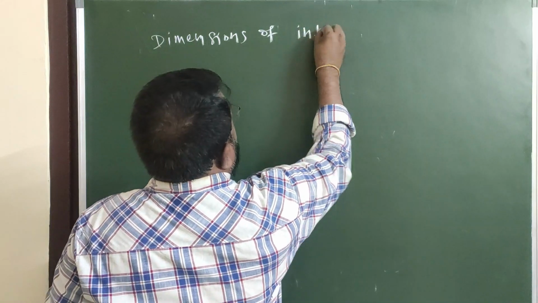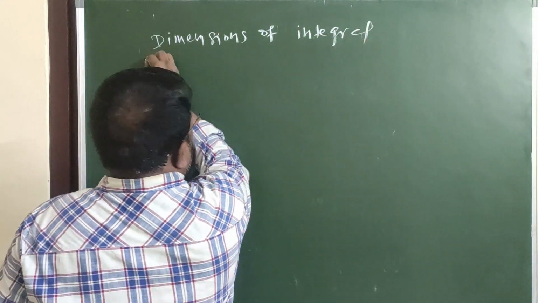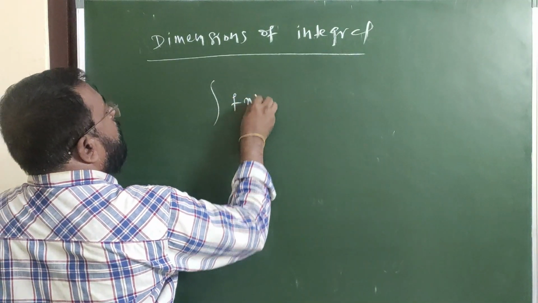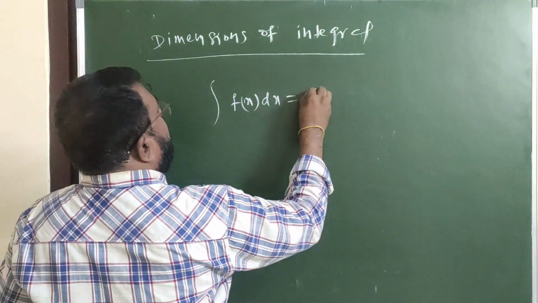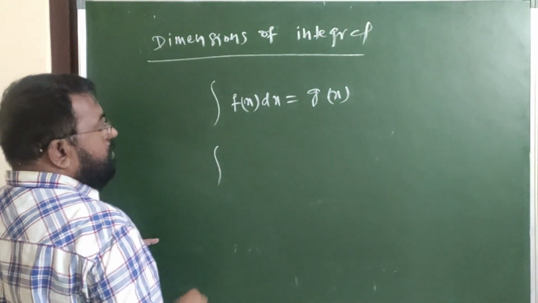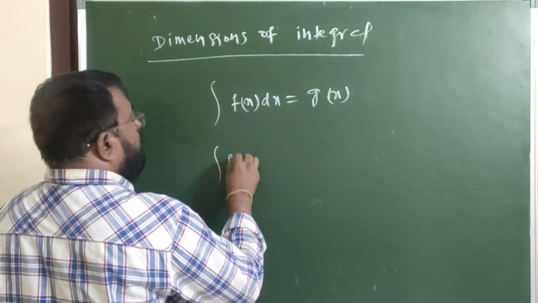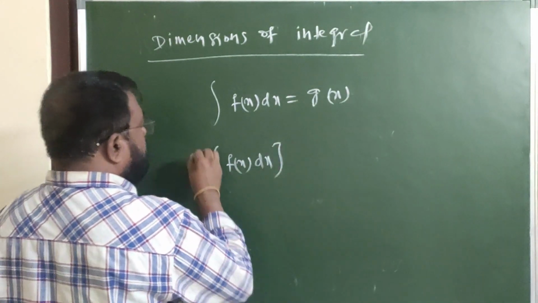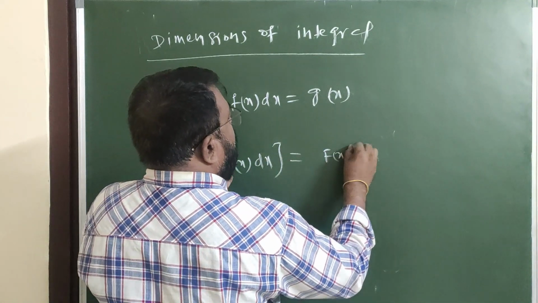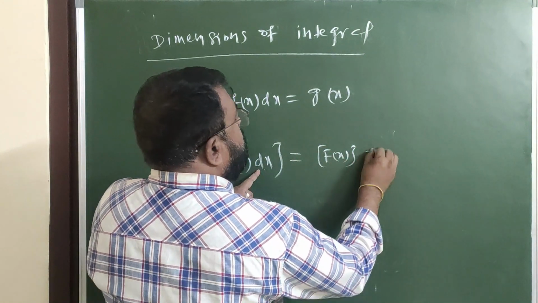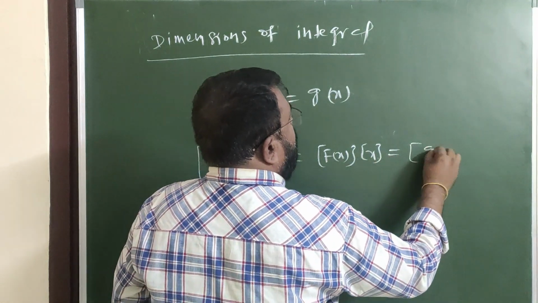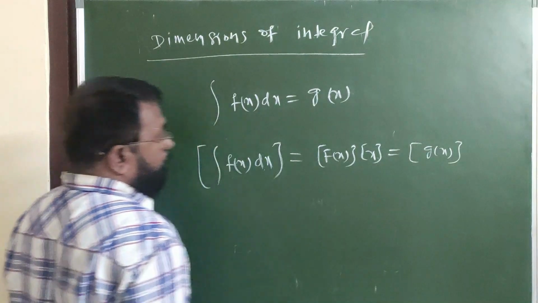Dimensions of integral. For example, integral f(x) dx is given as g(x). Therefore, its dimensional formula: f(x) dx is equal to the dimensional formula of f(x) times the dimensional formula of dx, which is x, and that is equal to the dimensional formula of g(x).